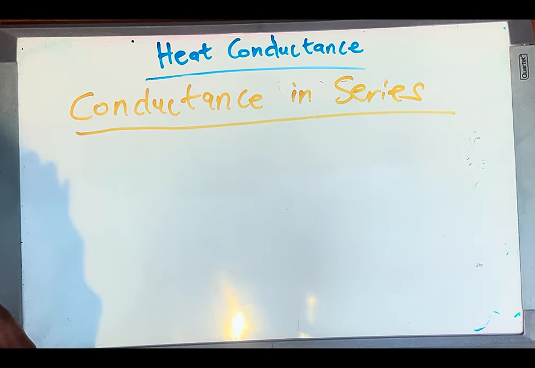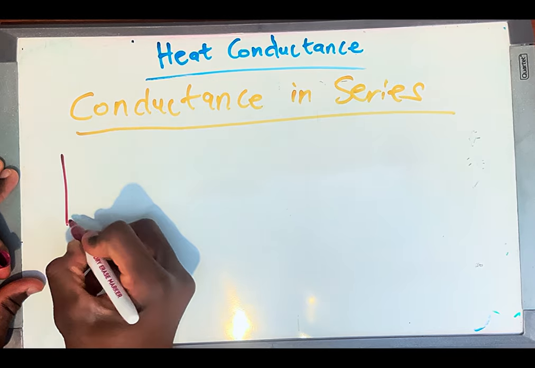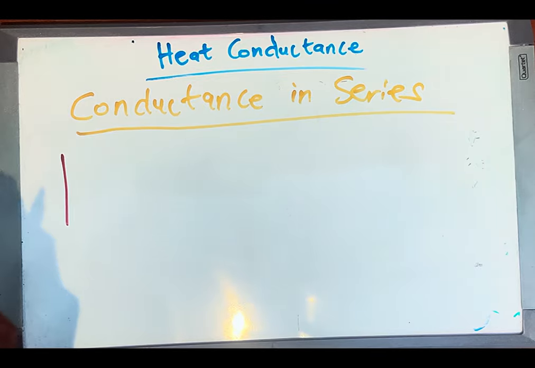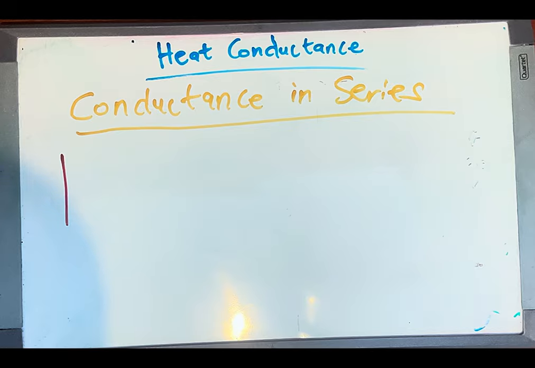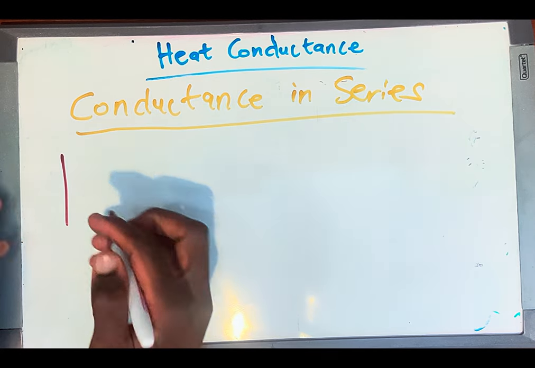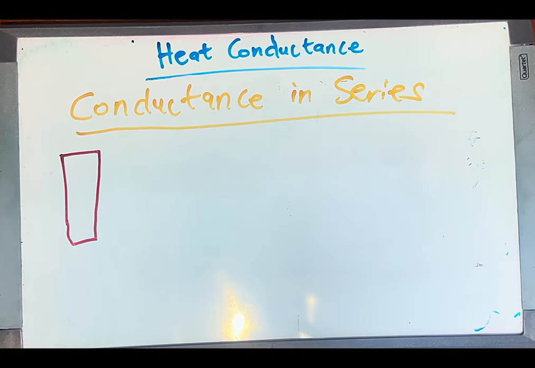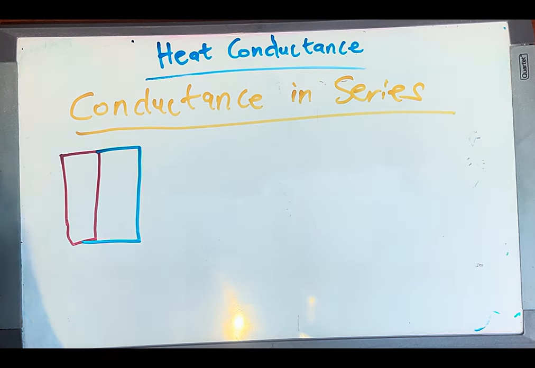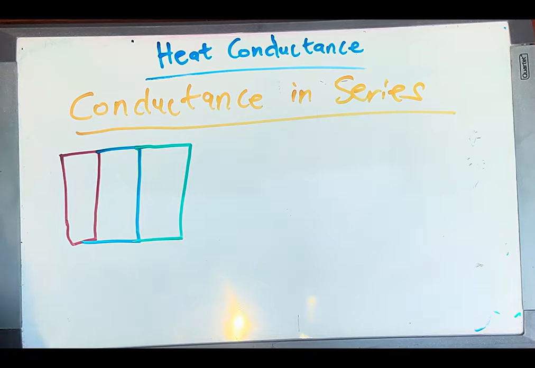Now, we're going to talk about conductance in series. Imagine that I live in a very cold environment. Because of that, I built my house such that it will be able to reduce heat loss. It will prevent heat from flowing easily from my room to the external environment, which would cause me to lose temperature inside the house. So I used three materials to build my house. The first material is brick. The second is, let's say, concrete. And the last is wood.